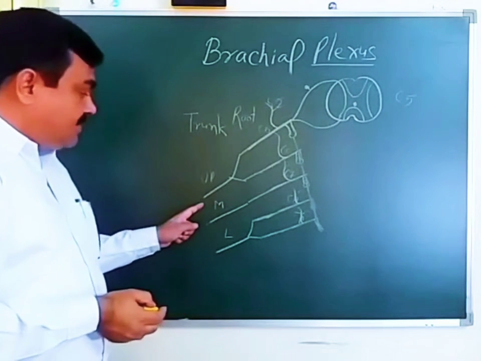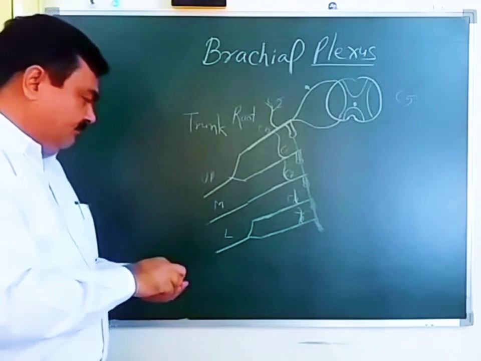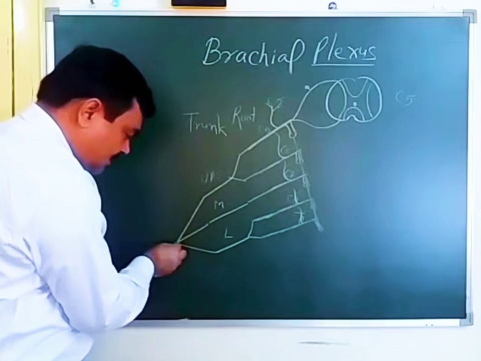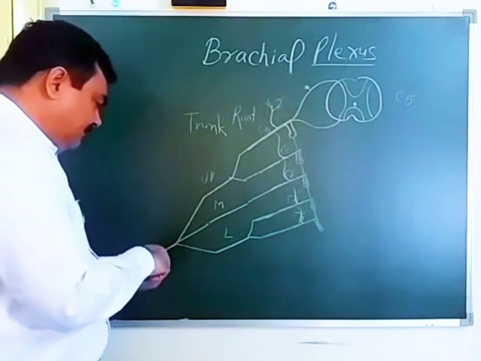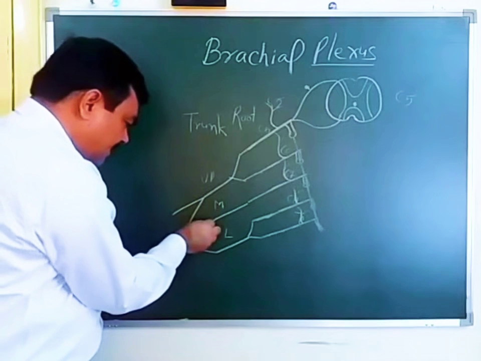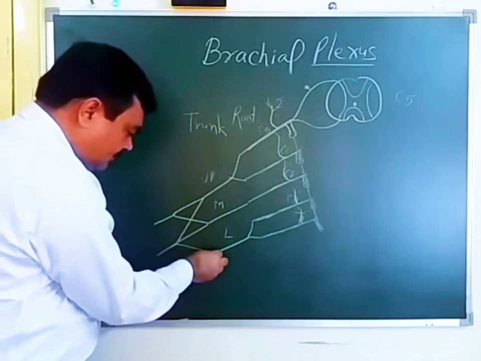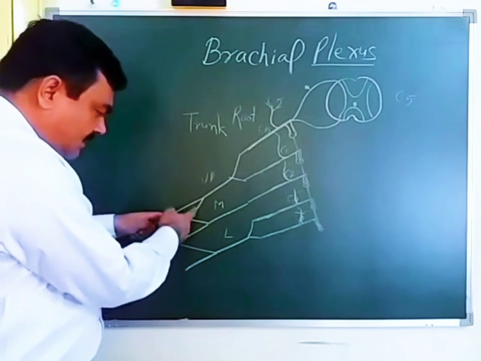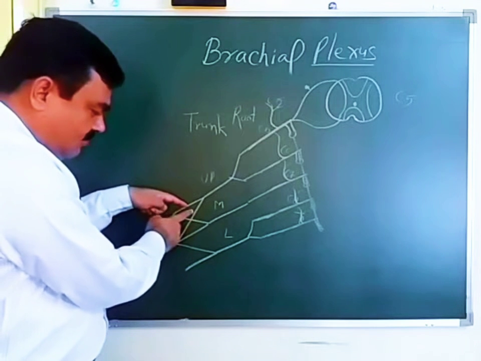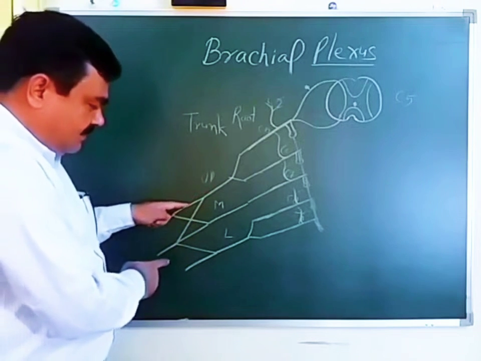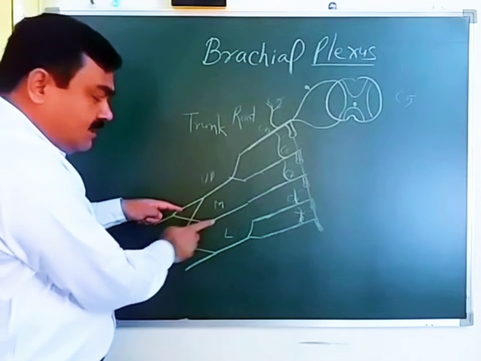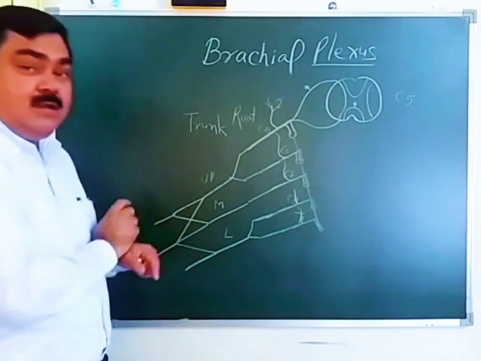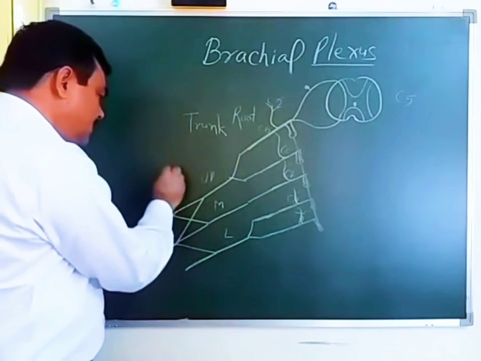Again, these trunks divide into a dorsal division and a ventral division. So these are three ventral divisions and these are three dorsal divisions. The upper trunk divides into dorsal and ventral, the middle trunk divides into dorsal and ventral, and the lower trunk divides into dorsal and ventral division. So this part is the divisions.